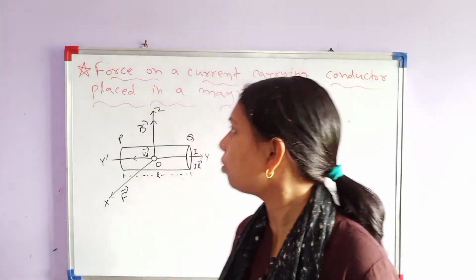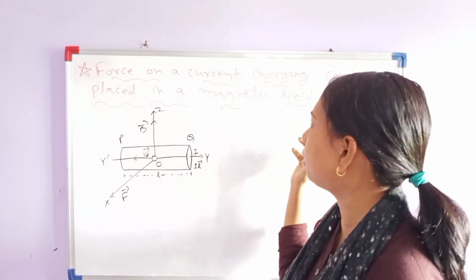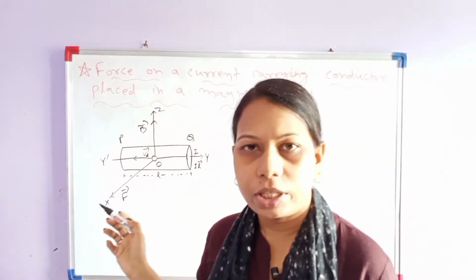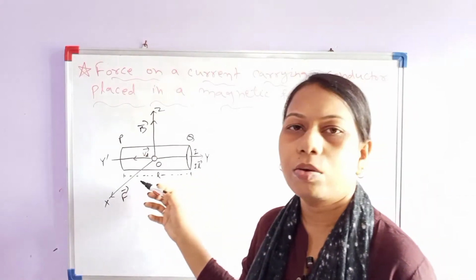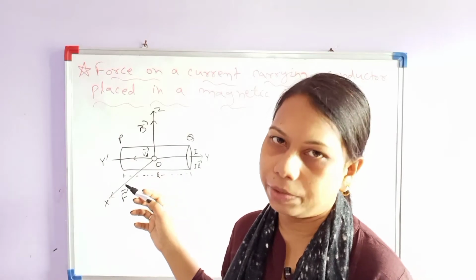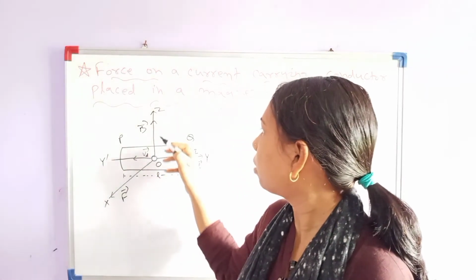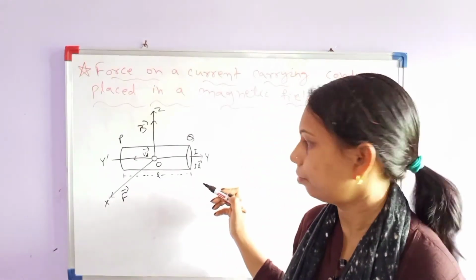Hello students, today we will discuss the force on a current carrying conductor placed in a magnetic field. Suppose a straight conductor PQ of length L is placed along the y-axis. Let a uniform magnetic field of strength B act along the z-axis, perpendicular to the length of the conductor.